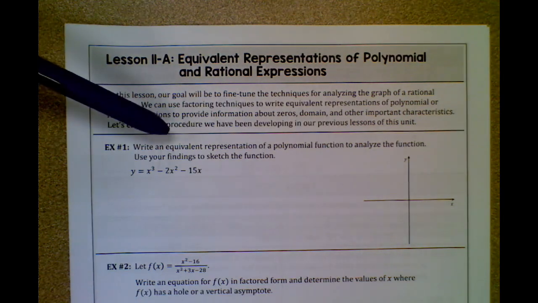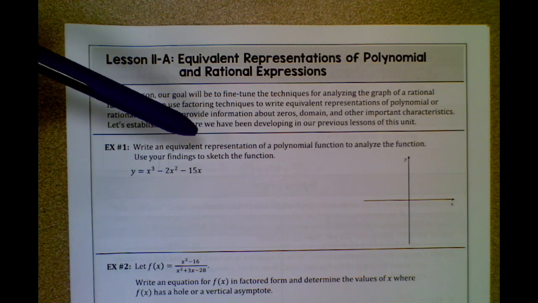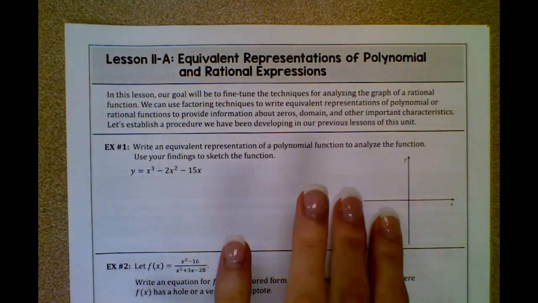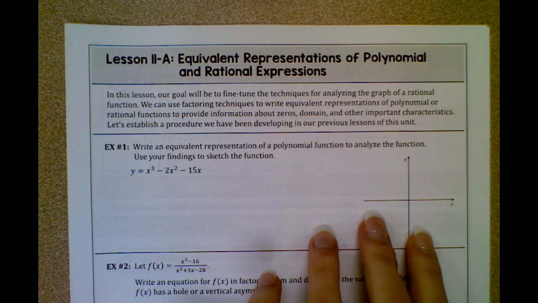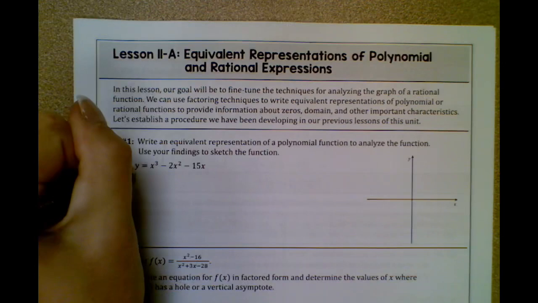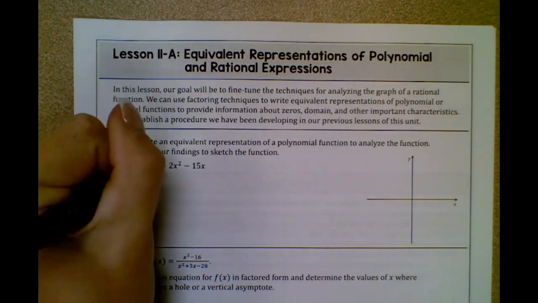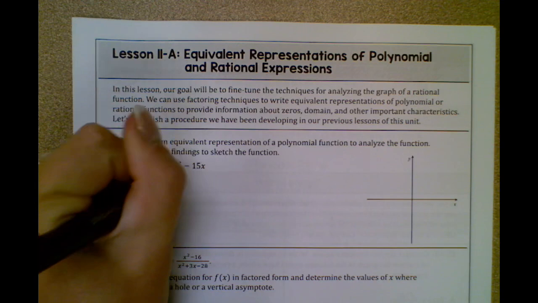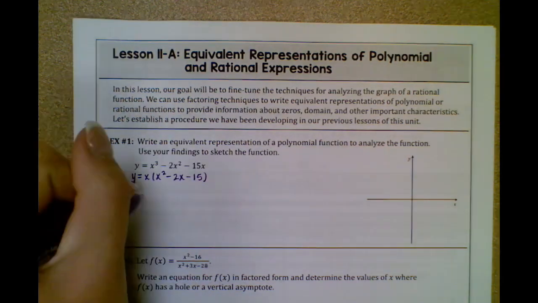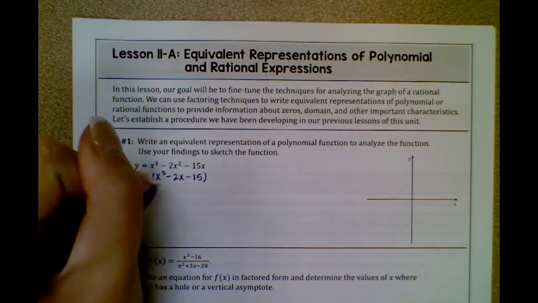So example 1 says write an equivalent representation of a polynomial function to analyze the function. Use your findings to sketch the function. So in order to do this, I want to find the zeros of my polynomial and their multiplicities so then I can get a good picture of my graph. So I'm going to start factoring this by taking out a GCF of x. So I get x squared minus 2x minus 15. And then I'm now going to factor the trinomial I have left over.